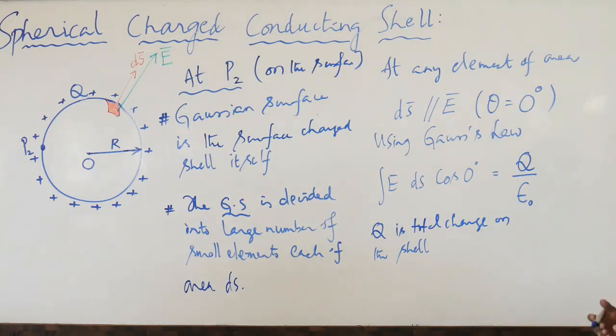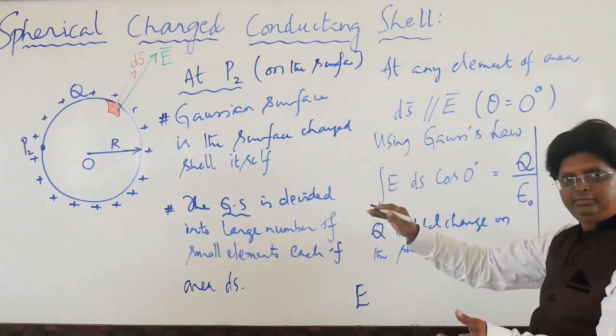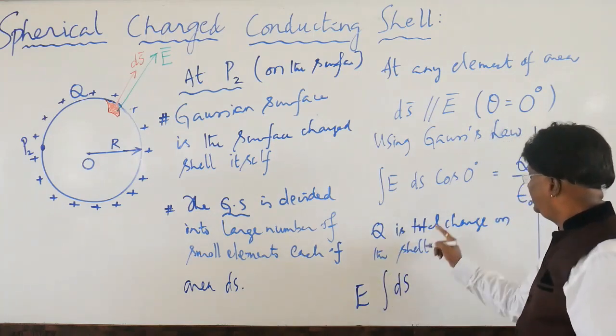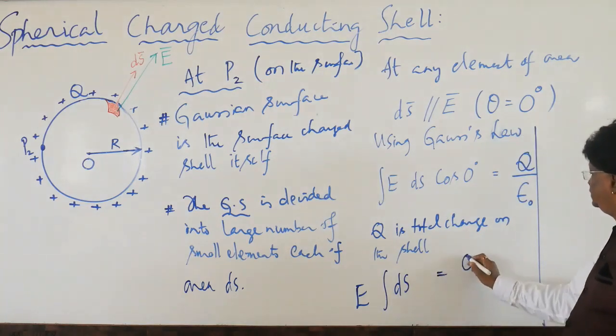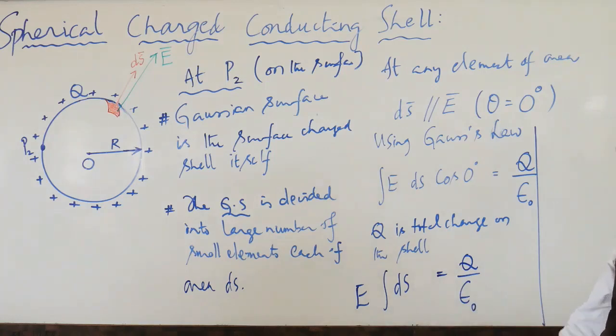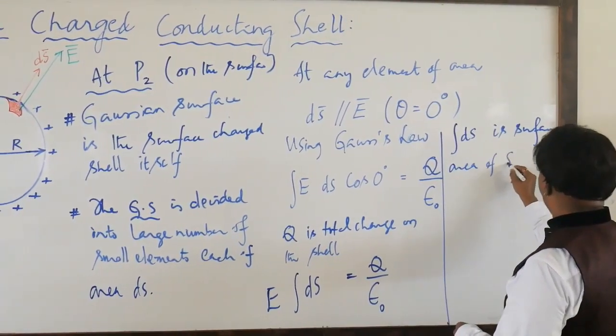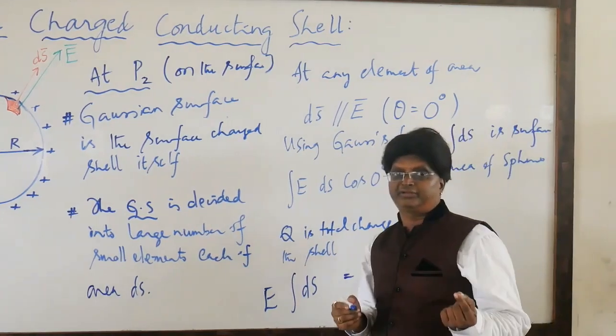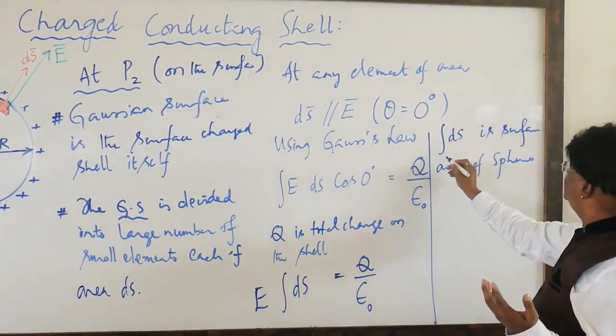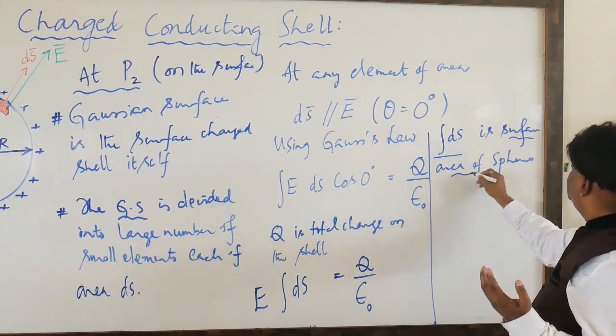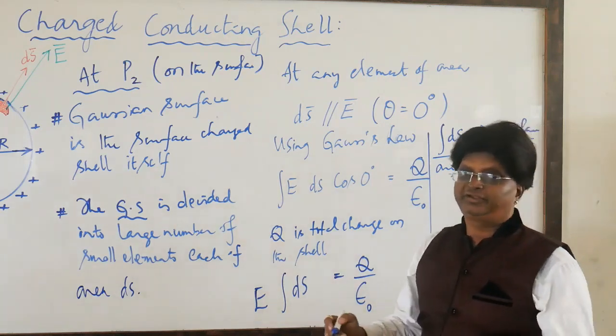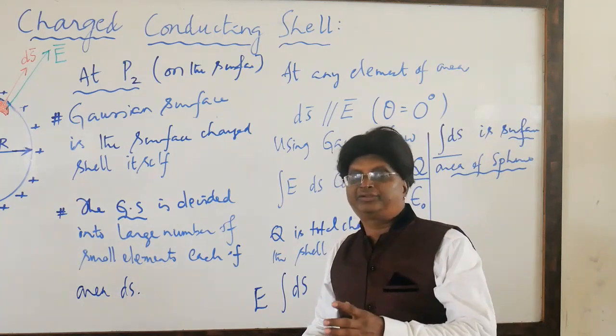Now immediately our next step, we have our result. Now this is integral E ds cos 0. I am taking E outside the operation, cos 0 is 1, and this is Q by epsilon naught. This integral ds is nothing but the surface area of the sphere, because ds is one element of the surface of the sphere we have taken. Therefore, this integral ds is the surface area of the sphere. Again, what is the surface area of the sphere? If r is the radius of the sphere, 4 pi r square.